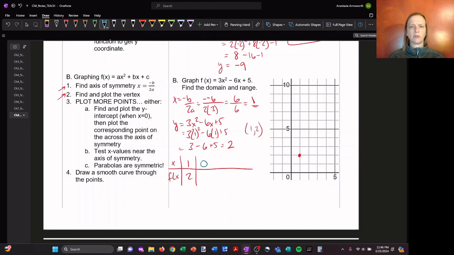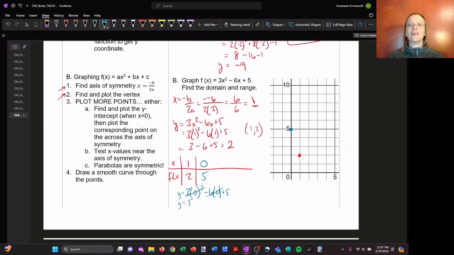So what happens when I input 0? I end up with 3 times 0 squared minus 6 times 0 plus 5. And notice that my first term disappears. My second term disappears because both got multiplied by 0. And I'm left with an output value of 5. So I'm going to move over here. And when my input is 0, my output is 5.